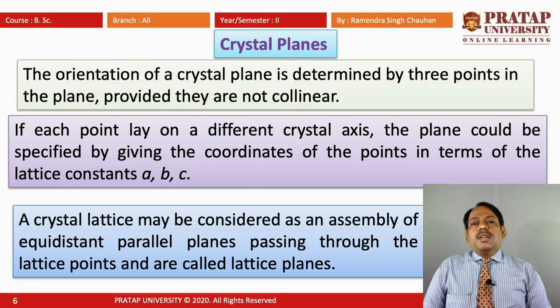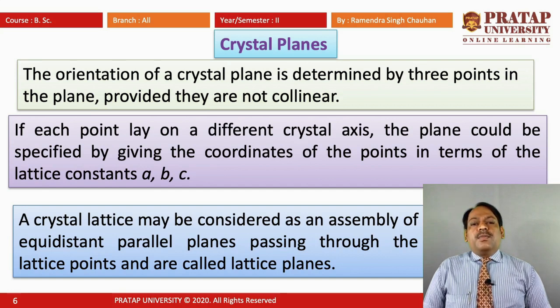We know that the orientation of a crystal plane is determined by 3 points in the plane, provided they are not collinear. That is, when we are considering a plane, that plane can be tilted, it can be straight, it can be parallel to some line, and it is determined by 3 non-collinear points. 3 points which are non-collinear means they are not in the same line.